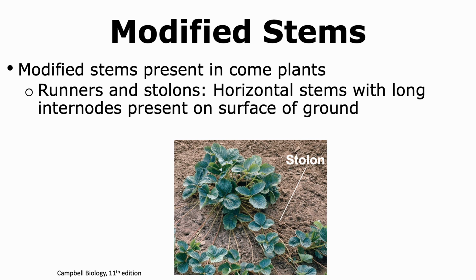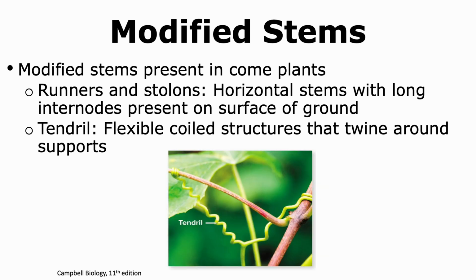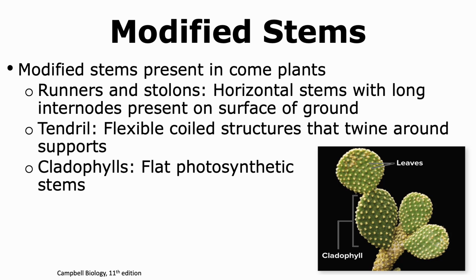Runners and stolons are horizontal stems that have long internodes that are present on the surface of the ground. Strawberry plants are very commonly known to show the presence of runners and stolons. Tendrils are flexible coil structures that twine around in order to give the plant some support. Now, while some tendrils are modified stems, we can also have other tendrils that are modified leaves. Cladophylls are flat photosynthetic stems and are normally seen in plants that live in arid environments where water is less. Many cacti show the presence of cladophylls.